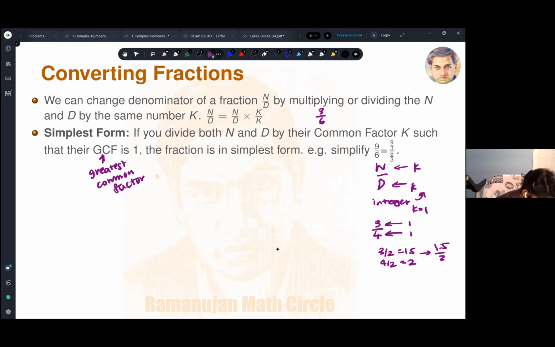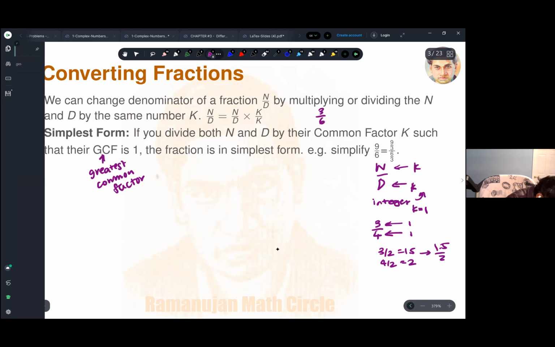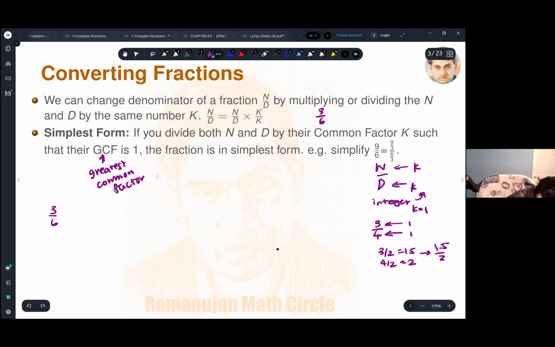In that case, let's look at 3/6, for example. You can definitely divide by more than 1, right? If n is equal to 3 and d is equal to 6, you divide n by 3 and d by 3. Remember, you have to divide by the same number. You get 1 over 2, and so these are equivalent. So 3/6 is equal to 1 over 2.